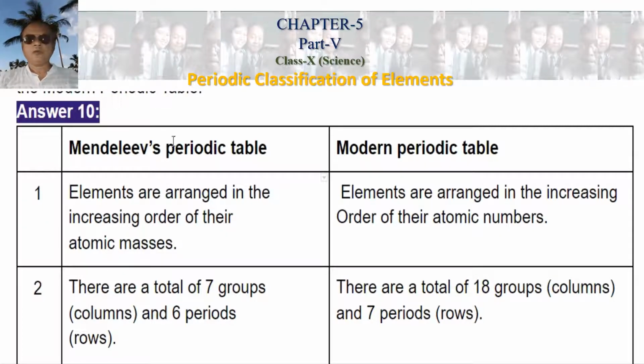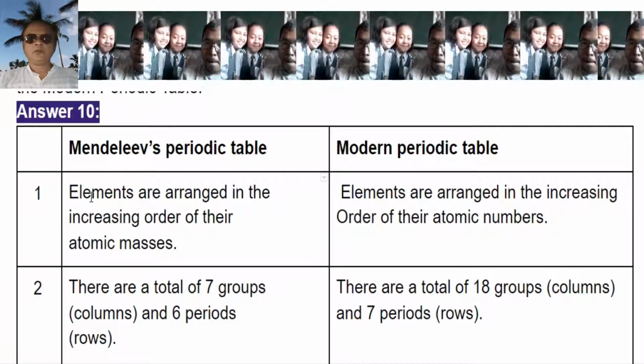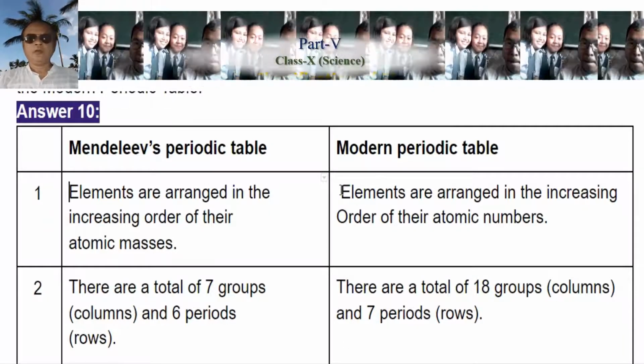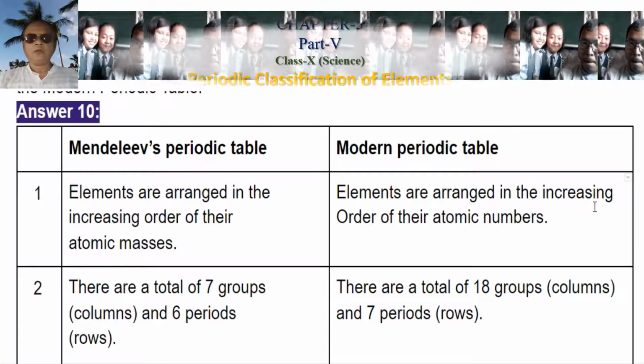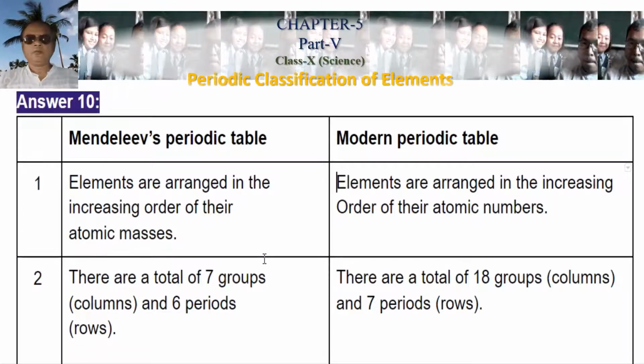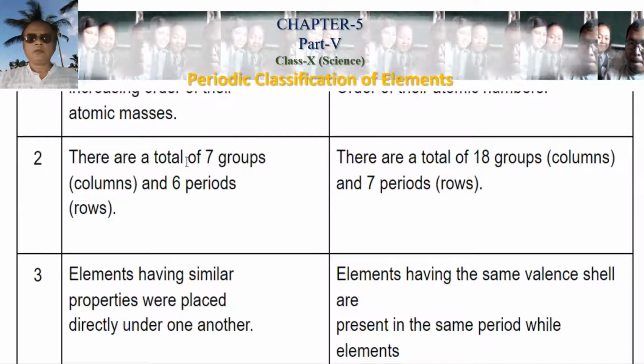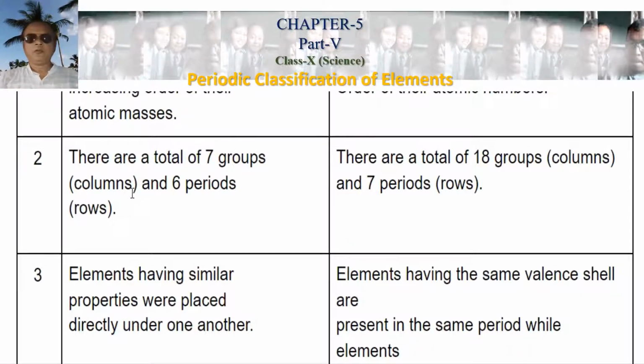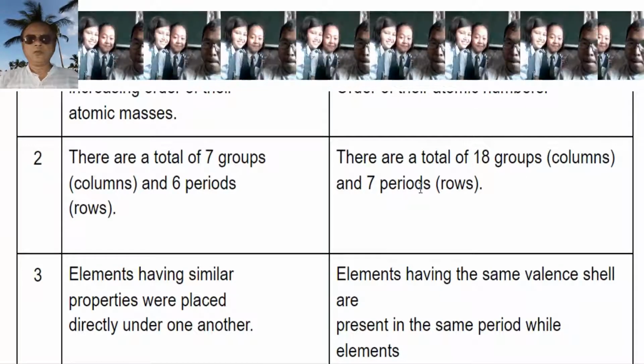In the Mendeleev periodic table, elements are arranged in the increasing order of their atomic masses, whereas in the modern periodic table, elements are arranged in the increasing order of their atomic numbers. In the Mendeleev periodic table there are a total of 7 groups, that is columns, and 6 periods, that is rows, whereas in the modern periodic table there are a total of 18 groups, columns, and 7 periods, rows.